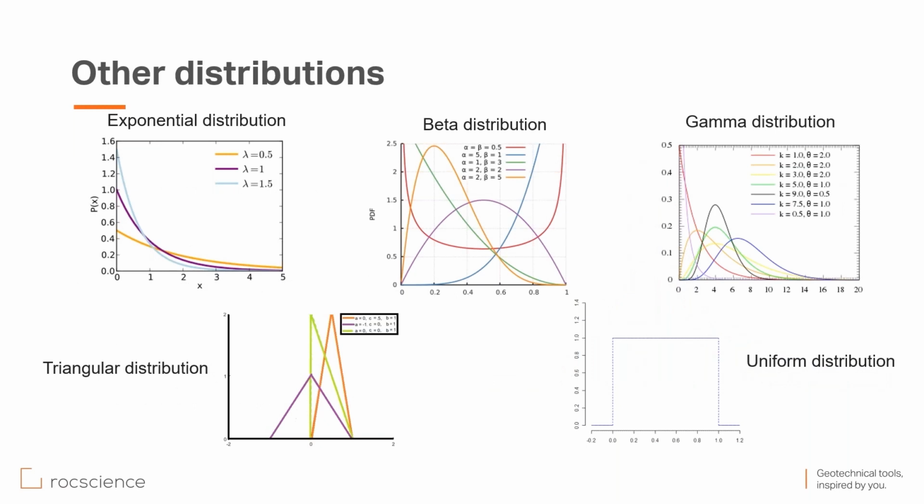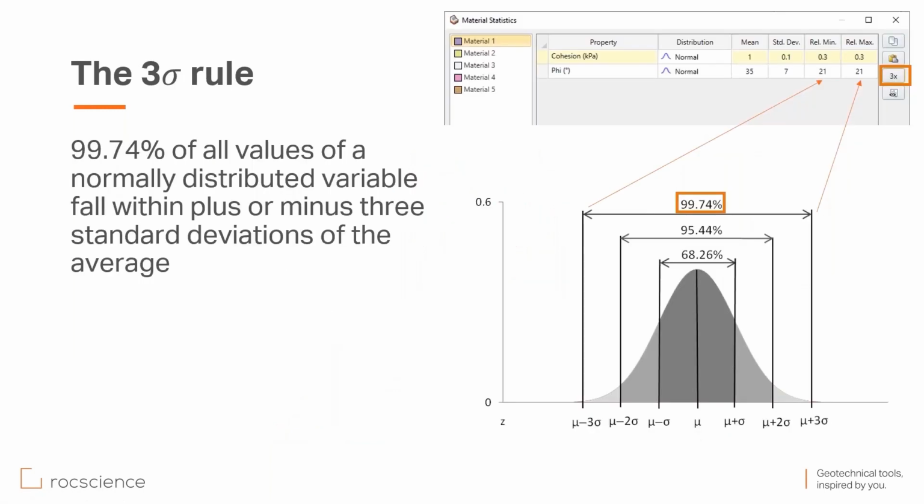If you have data, you can find your type of distribution, but as an input parameter, you can have any of these distributions in the Slide software: exponential, beta, gamma, triangular, and uniform distributions. About relative min and relative max, sometimes you don't know what ranges you use. That's why we have an option in the Slide software, which is called 3x or 3 sigma rule.